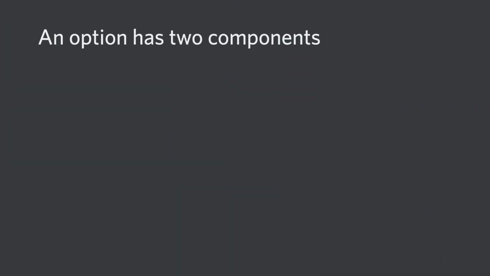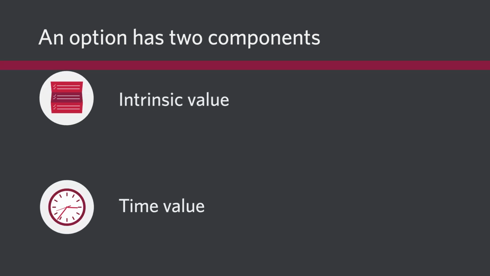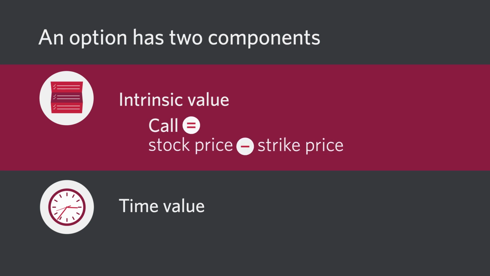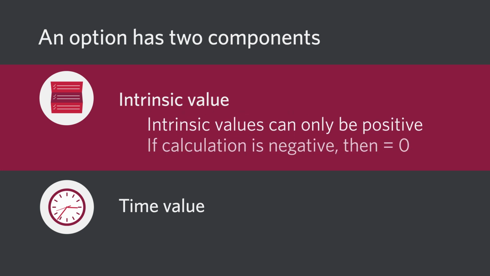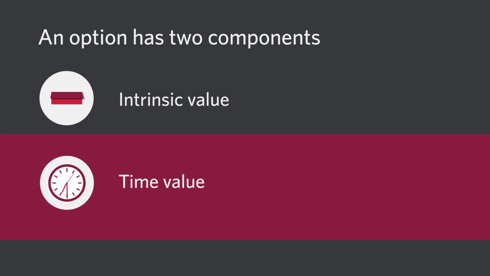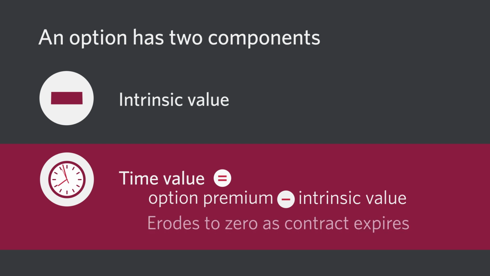The option itself is made up of two components, intrinsic value and time value. The intrinsic value for a call option is calculated by subtracting the strike price from the current stock price. For puts, you would subtract the stock price from the strike price. Intrinsic values can only be positive, so if you do your math and it comes out negative, then the intrinsic value is just zero. Time value is calculated by subtracting the intrinsic value from the option premium, and it erodes to zero as the contract expires.